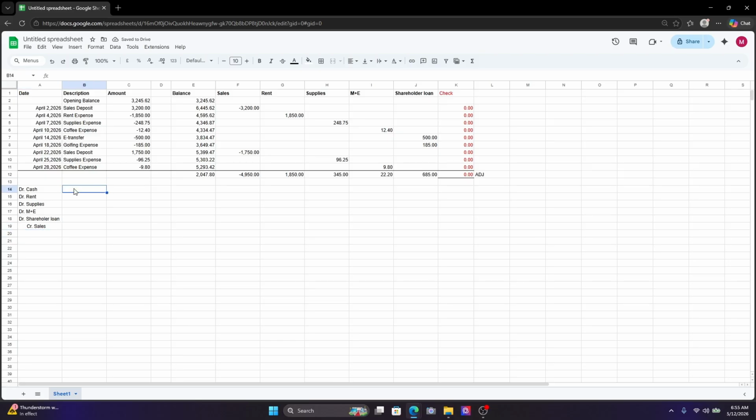So we go in and we input that now. So we have debit of the cash amount, debit for rent, debit for our supplies, debit for meals and entertainment, debit for shareholder loan. We do our sales of 4,950. We make this look a little bit nice. We sum the top. We sum this as well. And we have to just do our check here. So we're going to do this plus this balance, and it should be equal to 0. And then it's correct. So look at that. We have our adjusting journal entry here.